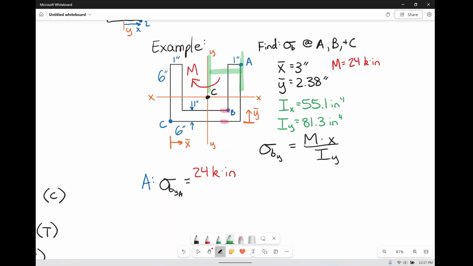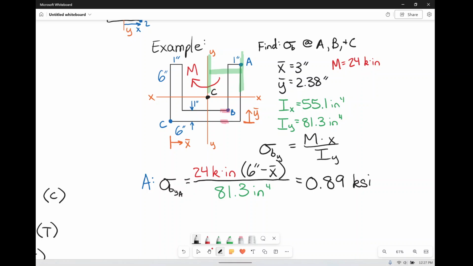I think that would be great. You're probably looking at this going x bar was 3, so I already know what this is, but whatever. So 6 inches minus x bar, divided by Iy, and Iy again was 81.3 inches to the 4th. And what we're going to find when we do this is 0.89 KSI.